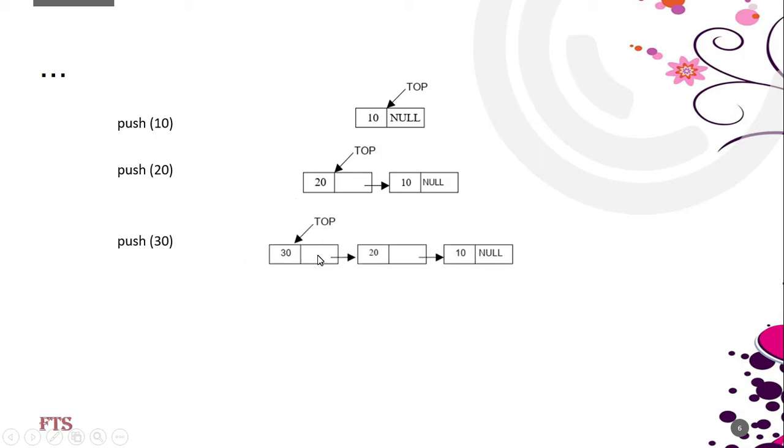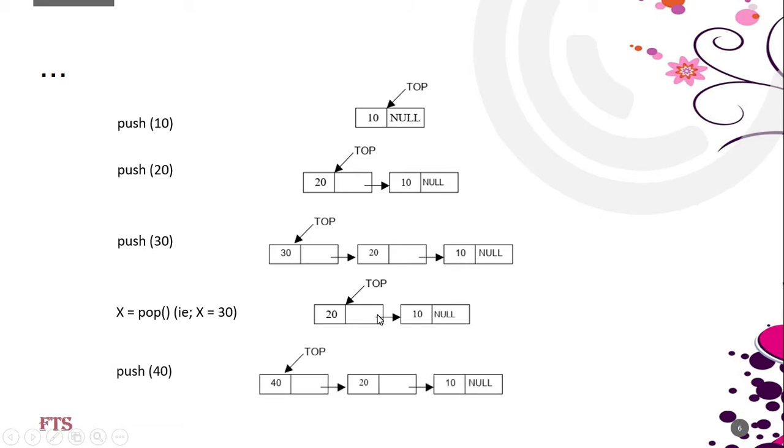Push 30, it looks like this. If you pop 30, then temporarily 30 will be assigned to the x pointer, then the remaining two elements will be like this. If you again push 40, this is how stacks are implemented using pointers, just simply graphically. Now we are going to see how we can implement it.